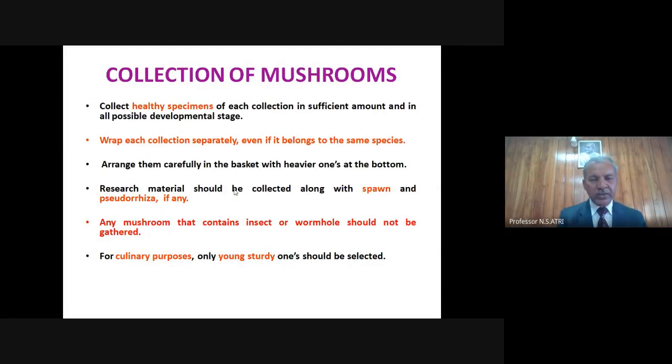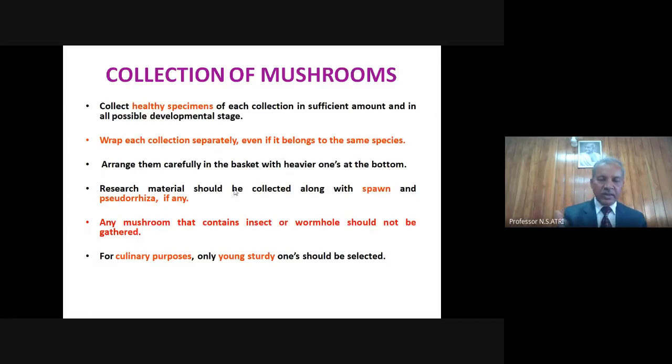So during collection, you need to collect only healthy specimens. You have to wrap each collection separately, even if it belongs to the same species. So you have to be very particular about that. Many a time they are very cryptic. Even the same species may have different colorations. Sometimes colors get washed out and lose the original color, and that creates confusion. That is why you need to collect them individually, separately, and pack them separately in the basket.